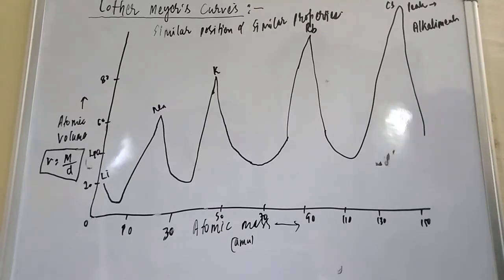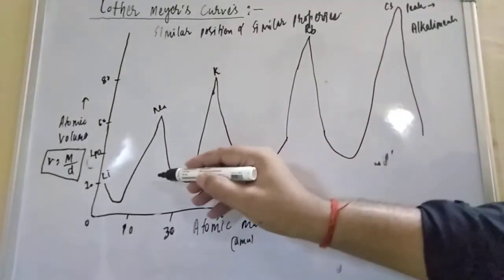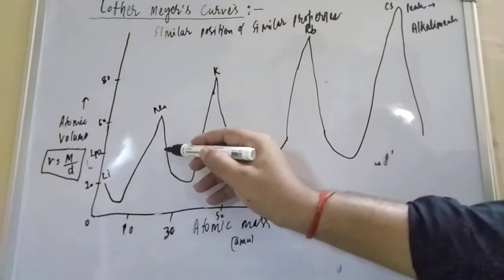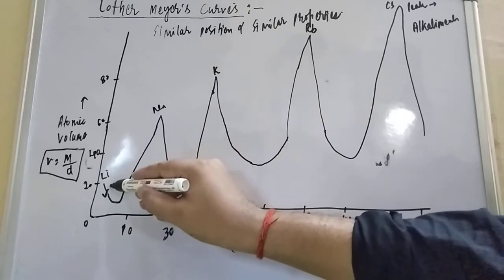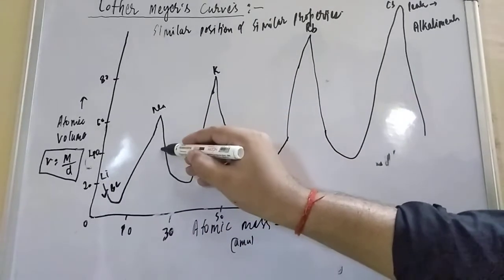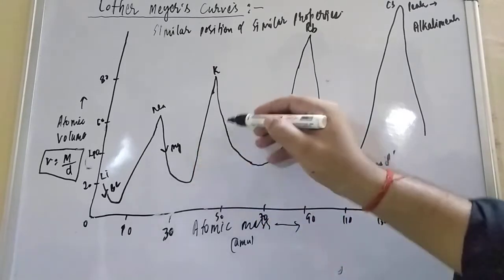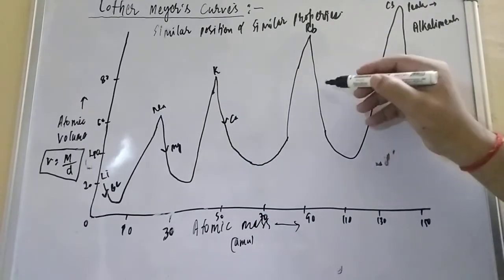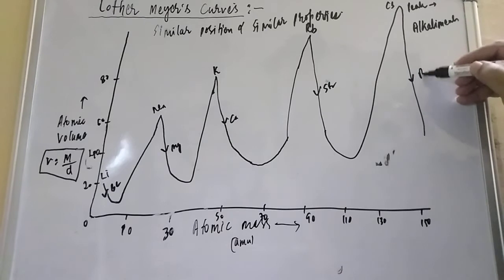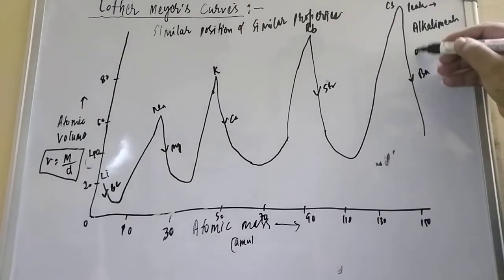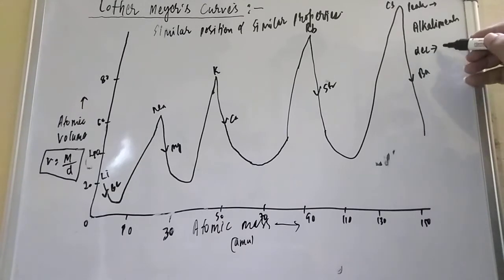And when you go for the alkaline earth metals, where will you keep them? Wherever there is the descending order of the curve. In the descending order of the curve, you put the alkaline earth metals: beryllium, then magnesium, then calcium, then strontium, and finally barium. Descending means going down. So descending means alkaline earth metals.